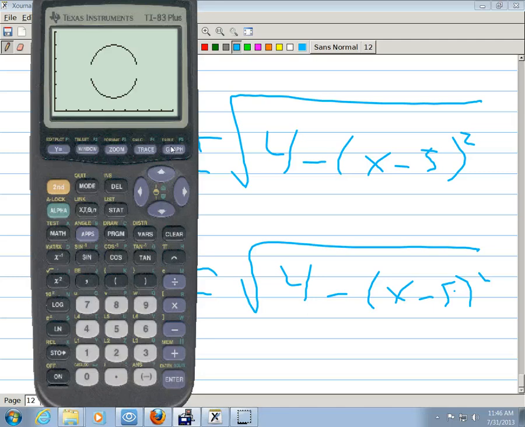It should connect. Pretend that it connects. If you play with the window, you can get it to connect. It's missing pixels. It doesn't have enough pixels to get that point to connect. Yeah. That's why I don't like to do this in function mode. I like to do this in parametric mode, right?